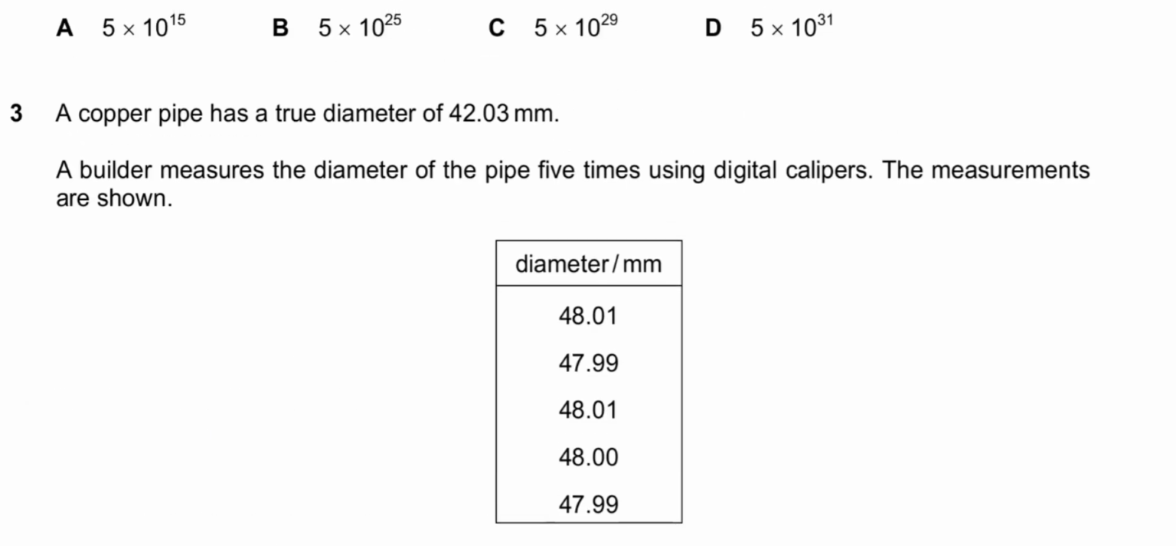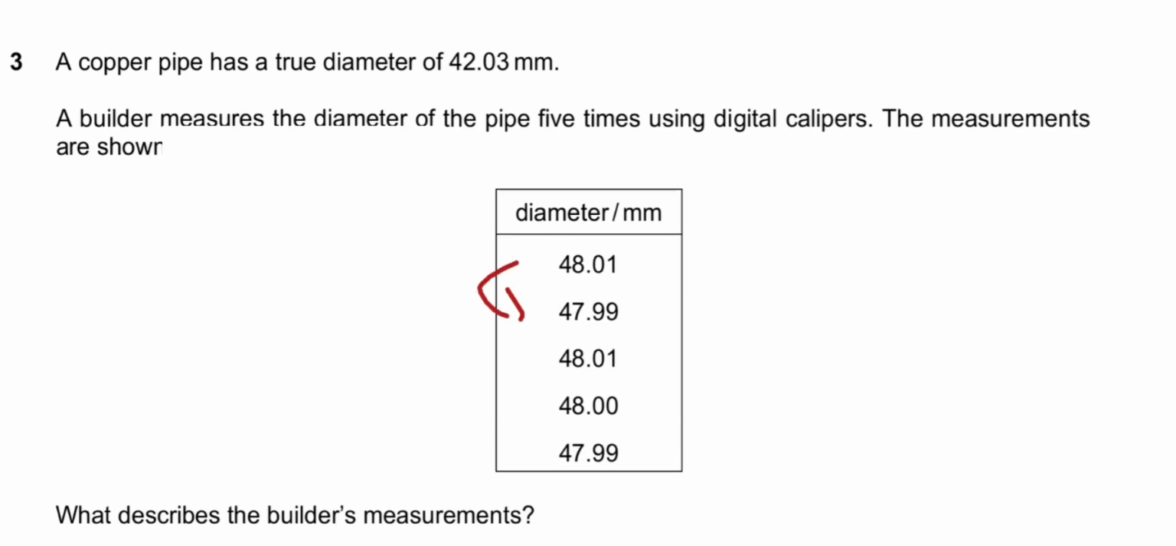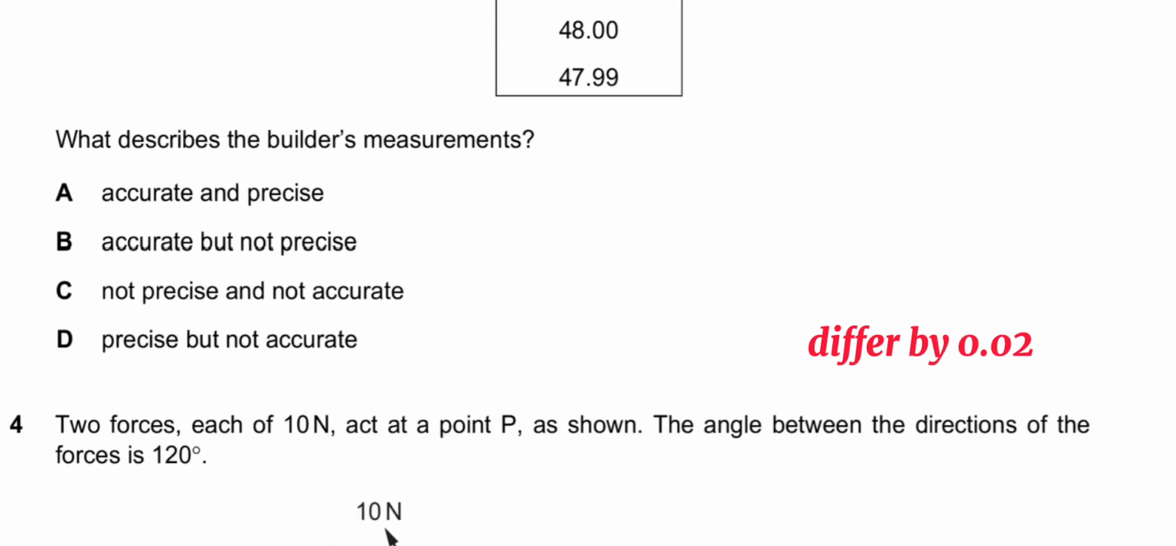And if we were to look at our values, look at this interval, they are differing by about 0.02. Here they're also differing by a small amount, the same as going here. So roughly they have to be precise. So they are precise, but they are not accurate. So our answer is D.